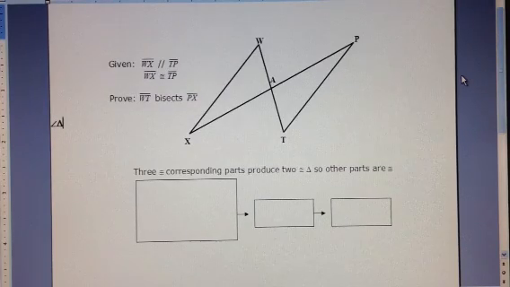Hi, welcome to example 2 of proving triangles congruent. Remember that we start out with a skeleton flowchart, and in the skeleton this large rectangle is talking about 3 corresponding parts that are congruent of one triangle, and it's got to be the right combination of corresponding parts. And then it produces 2 congruent triangles, and then we can use that to prove that other parts are congruent.